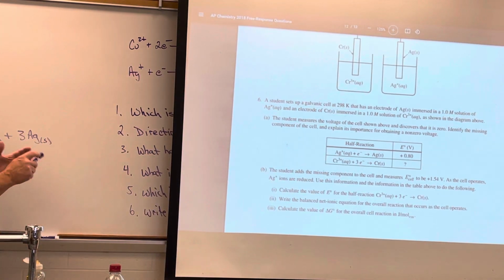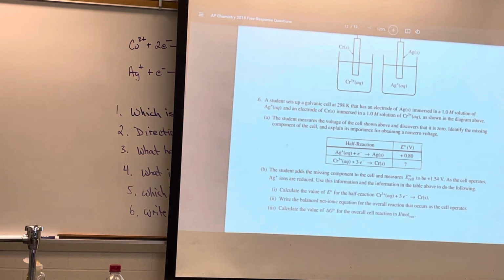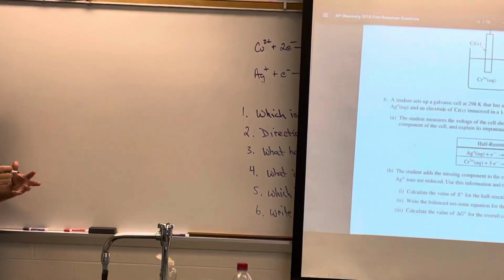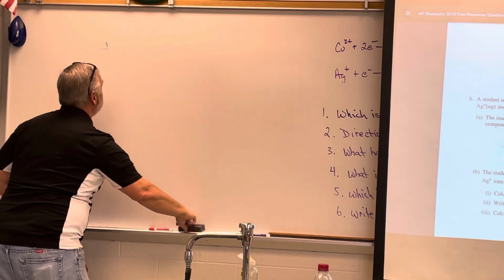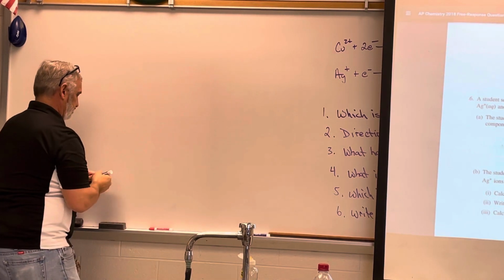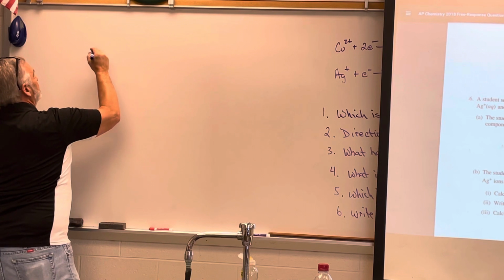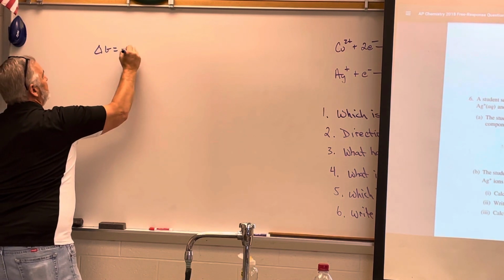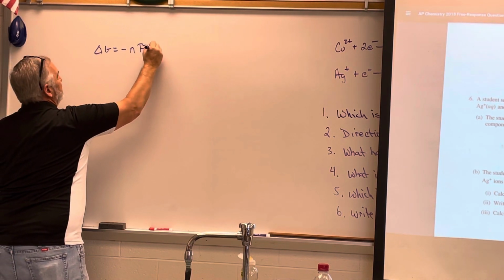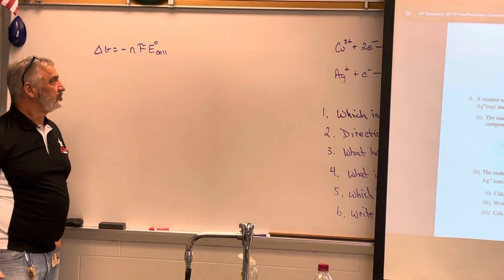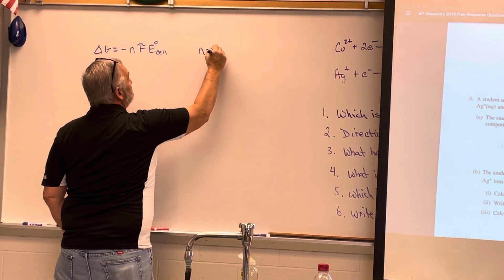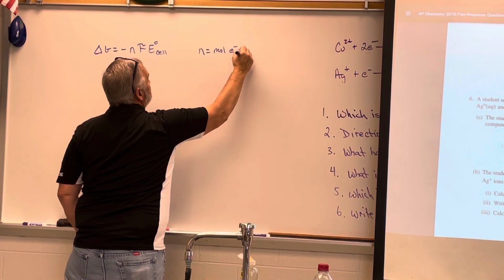Now, we haven't learned how to do delta G yet, but we're going to learn right now. This equation is given on your equation sheet. Now, this was also on your mock exam. Delta G is equal to negative n F E cell. Okay? n equals moles of electrons transferred.